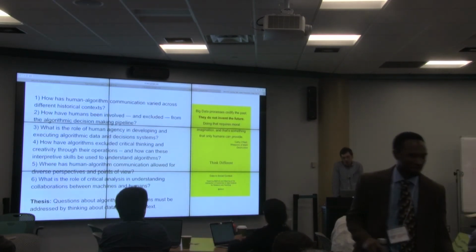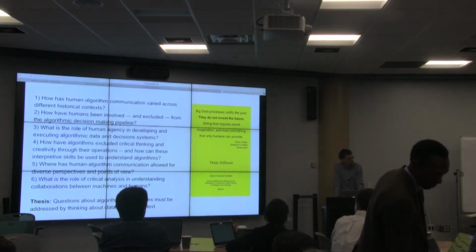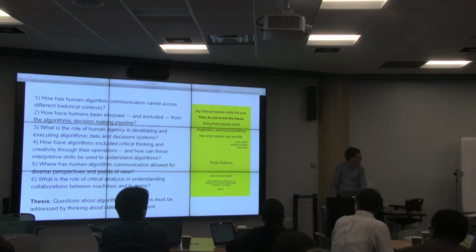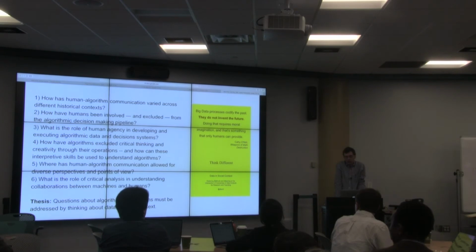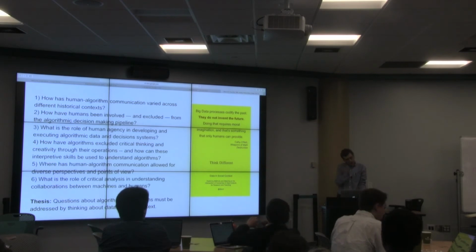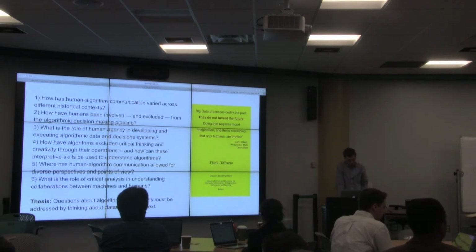So the six questions that were posed in submitting a paper for this conference, I rewrote a little bit because I wanted them to take history into account. So not just how do we do this in the future, but how has the relationship between humans and algorithms mattered in the past? And how can learning from that experience and those processes shape the way we think about algorithms in the present and into the future? So these are basically the questions, just slightly reworded.